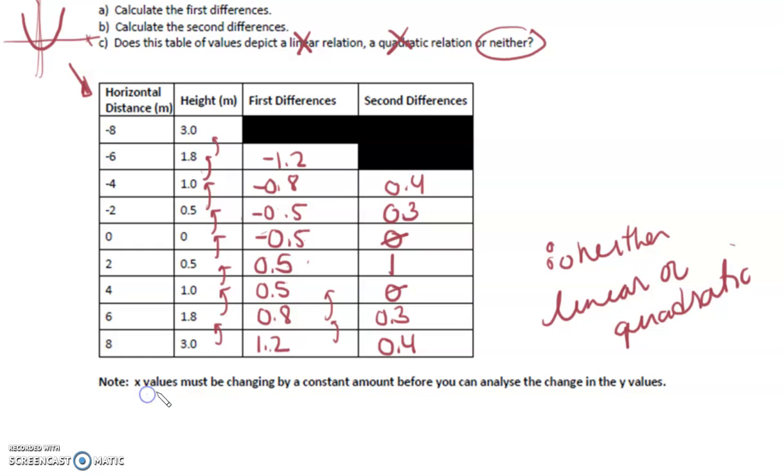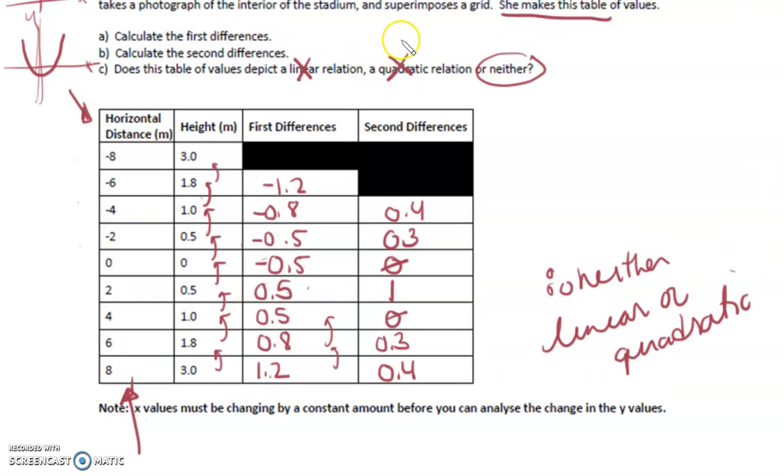Okay, please note x values must be changing by a constant amount before you can analyze the change in the y values. So all that means is that if you take a look at these x values, they're going up by 2's. Negative 8, negative 6, negative 4, negative 2, and then obviously 0, 2, 4, 6, 8. Okay, so even though the stadium initially looked like a parabolic curve, it is actually neither when she took a picture and graphed it.